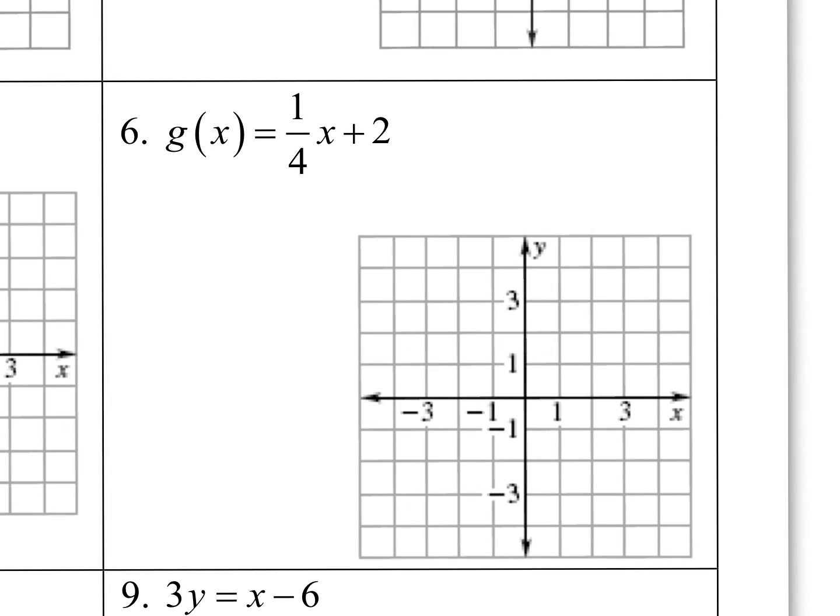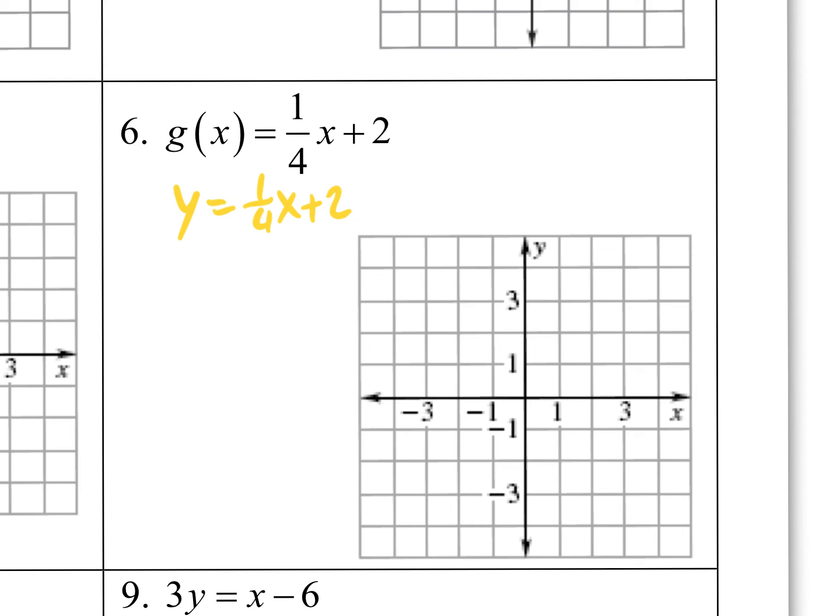I like 6. Remember, f of x, g of x, h of x, that's all the same thing as y. It's just the name of your machine. So that way, if I say, look at g of x, you'll know which one I'm talking about. But it's the same thing as having y equals 1/4 x plus 2. So is that in function form?